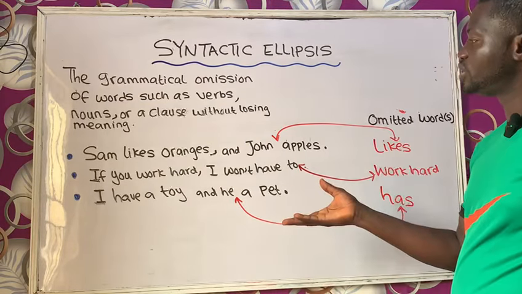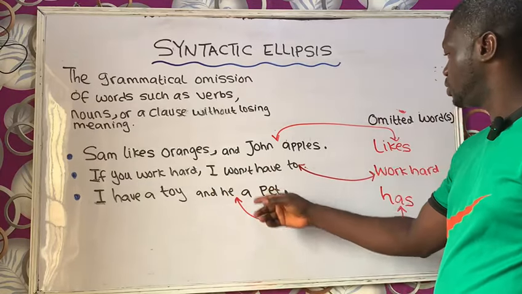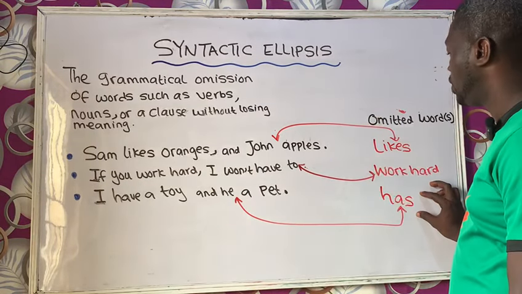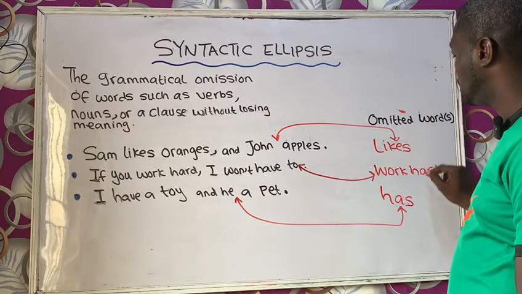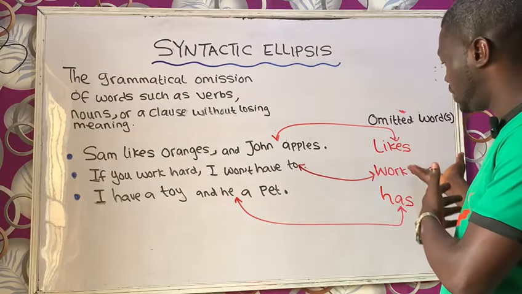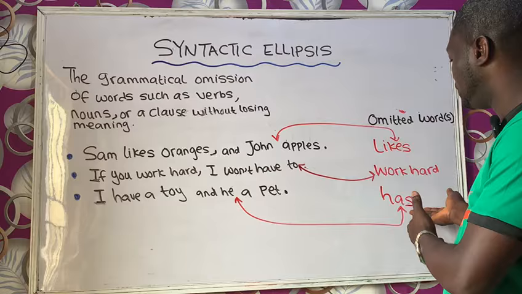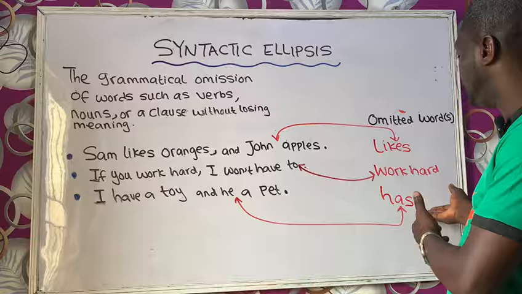And can we proceed to the last example? I have a toy and he a pet. What is missing here is has. All right, so this is a verb. This is a combination of a verb and an adverb, so a phrase. So this looks like an omission of a phrase, and this is an omission of a verb, a phrase.